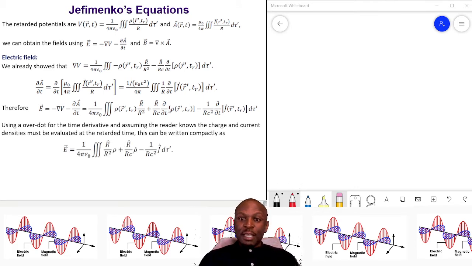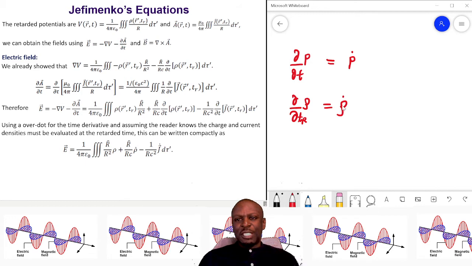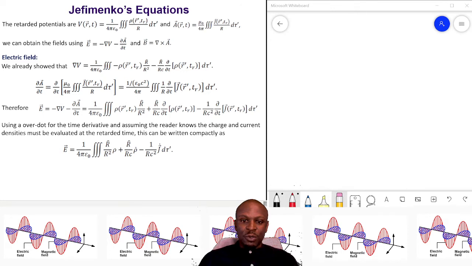Now, for the electric field, whenever I see the time derivative of a certain vector or a certain scalar, say P, I can just write this as P dot. So now whenever I see the time derivative of the rho, I will just assume that you know that this is taken at the retarded time. So now this is what you are going to have there.